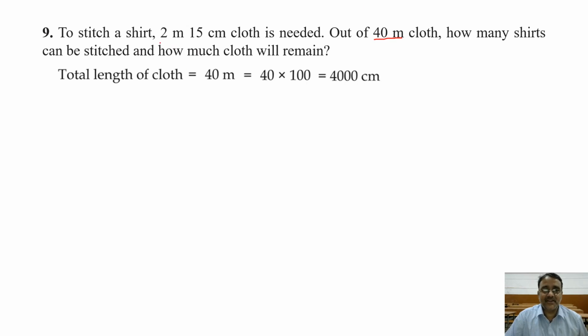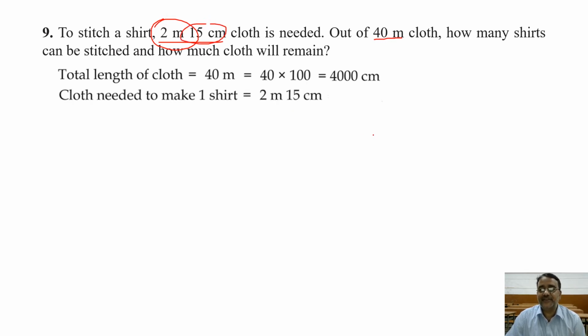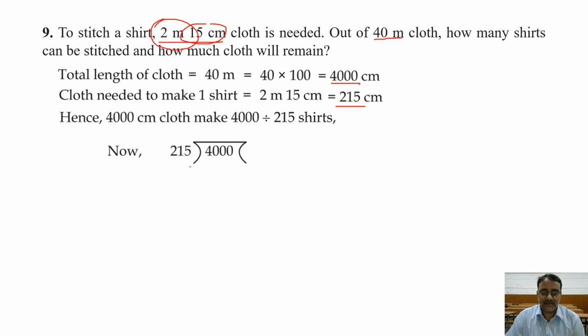Now we will convert this also in centimeter. So 2 meter means 200 centimeter plus 15, so 215 centimeter. Now we have to divide 4000 by 215. Okay, so first 1, 215. If you subtract, you will get 185, and you have to take 0 also here. So 1850. Then 215 into 8, 1720. So if you subtract, you will get 130.